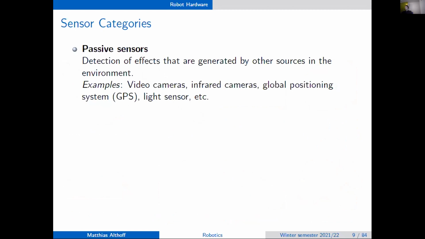The first category are passive sensors. So they just detect physical effects, like a video camera just observes the light in the environment. Then an infrared camera detects the heat waves, and the global positioning system GPS just captures the signal from satellites, and a light sensor is like a video camera and so on.